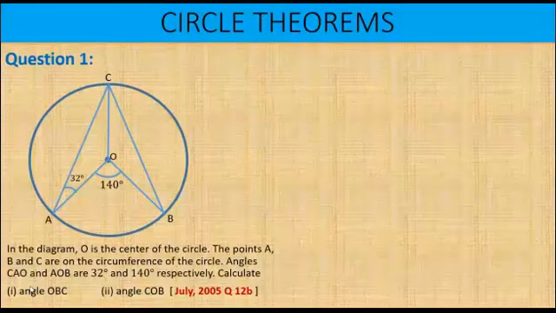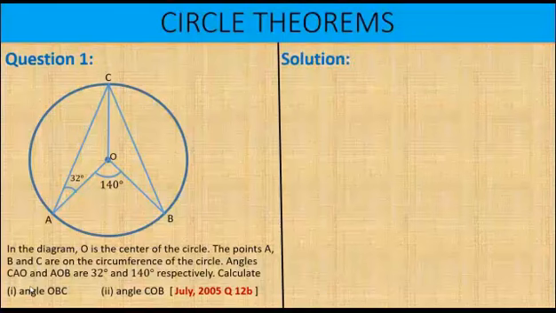And this is a WASSCE question, July 2005, question 12B. To solve this, we must start from the known to the unknown. And what is known here? We know two of the angles, and from that, we could solve the question.